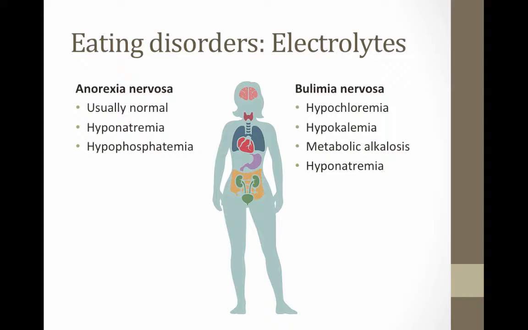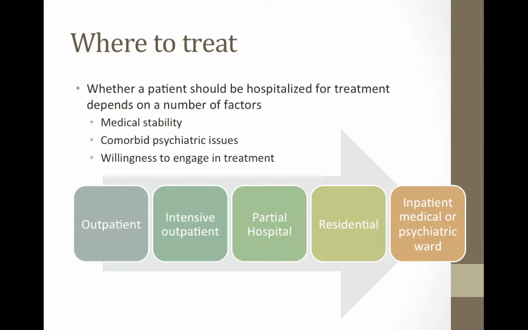Hypophosphatemia most often occurs in the setting of refeeding syndrome, which we'll discuss later. Patients with bulimia are actually more prone to electrolyte imbalances due to the shifts that come with purging, including hypokalemia, hyponatremia, hypochloremia, and metabolic alkalosis. Understanding a patient's medical complications helps us to decide where the patient should undergo treatment.